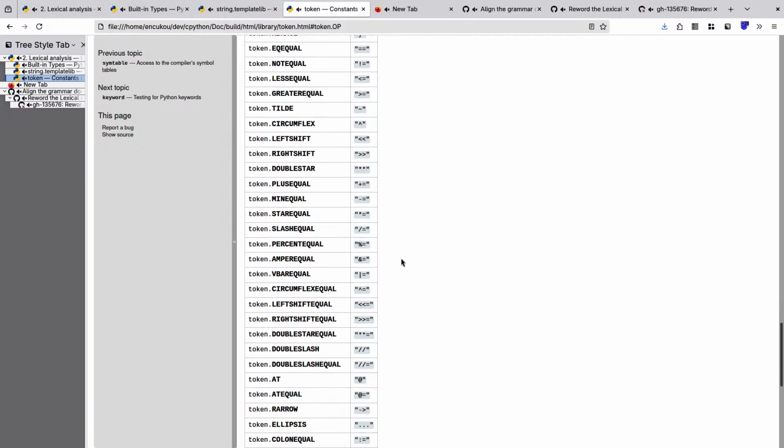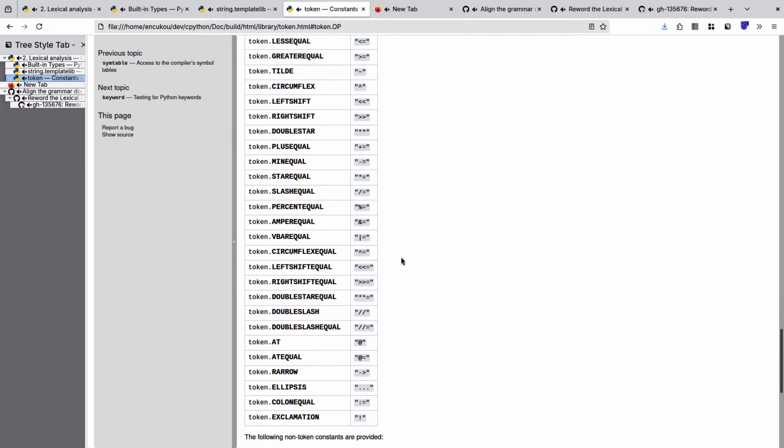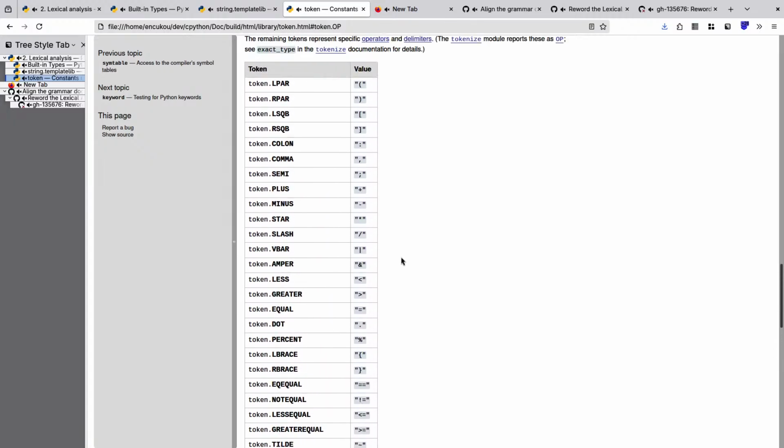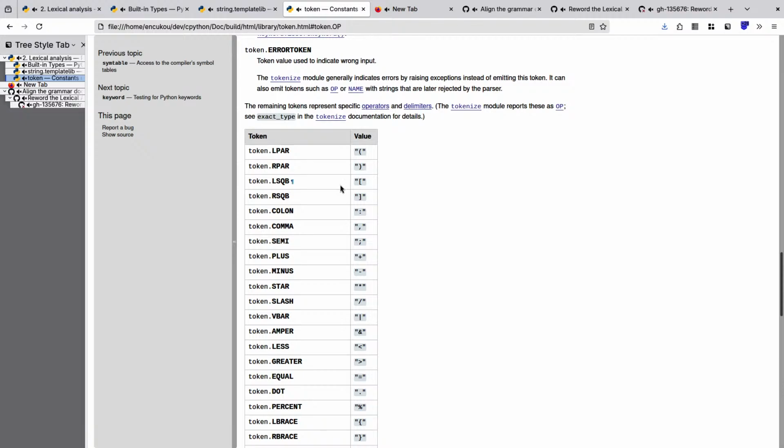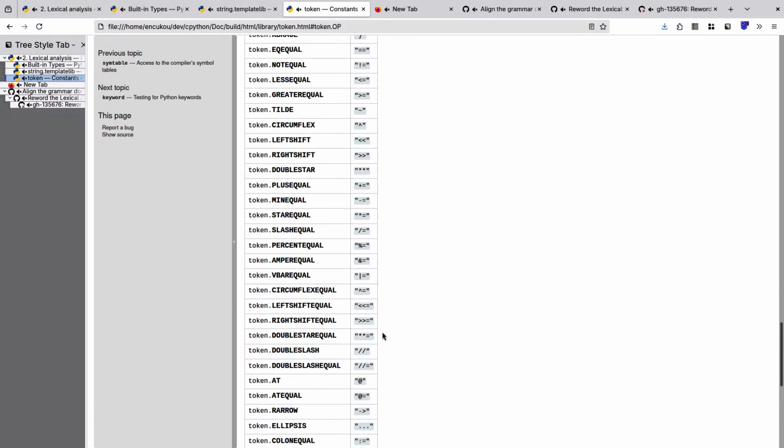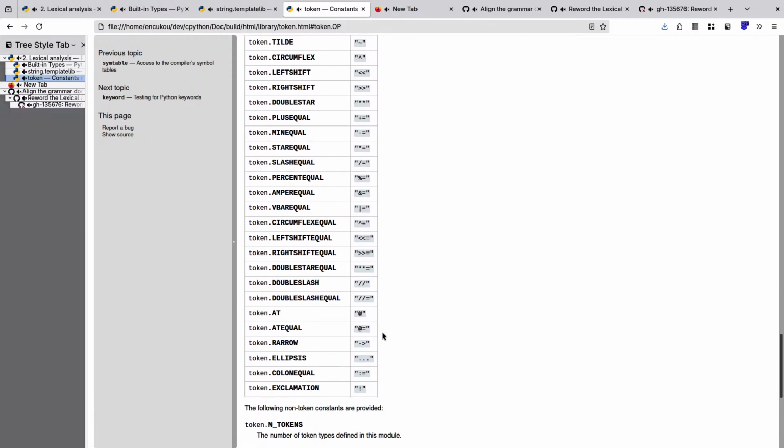Lexical analysis. Do we already have the definitions? We just haven't linked to them? I don't remember. We just link to this table. Yeah, fair enough.